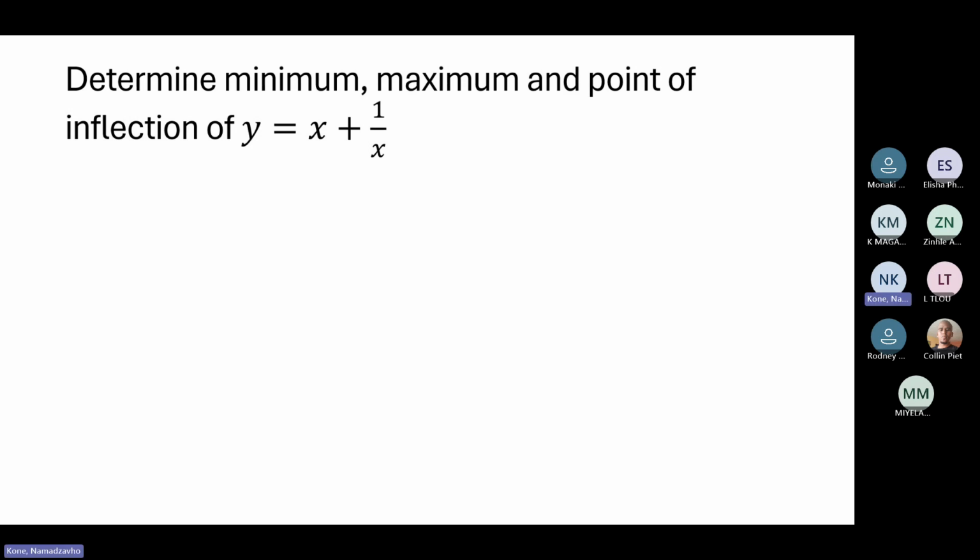So firstly, to find the point of inflection, you do a second order derivative and you put it equal to 0 and solve for x. The x that you find in the second order derivative when it is equal to 0 is the x coordinate of the point of inflection.